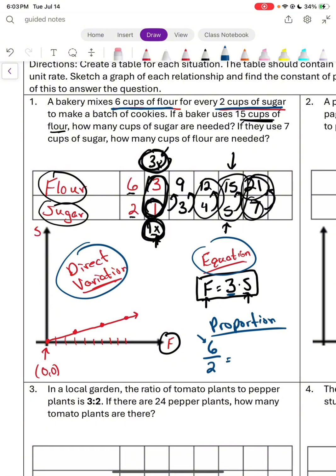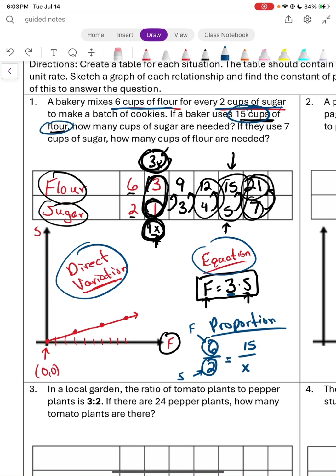If this is the amount of flour we use, and this is the amount of sugar we use, we'll read the rest of it. It says, what if we use 15 cups of flour? This is the amount of flour we use. This will be the amount of sugar we use. Flour to sugar, again, that's a ratio, will always equal flour to sugar.